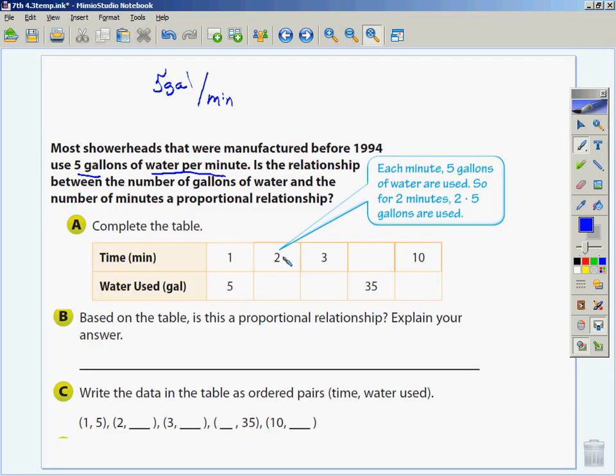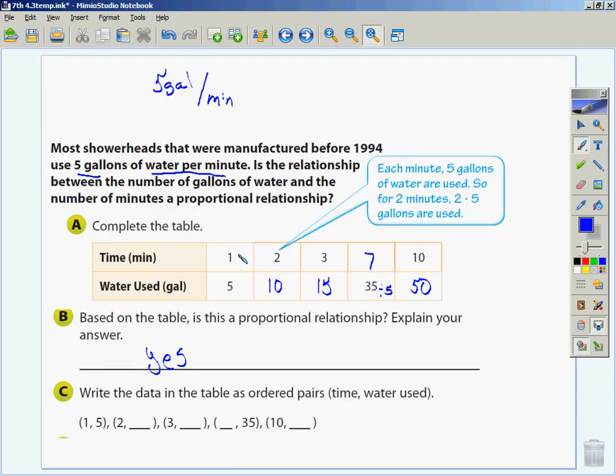So if 1 is 5, 2 is going to be what? 10. 3 is going to be what? 15. If it's 35 gallons, how would I find out how many minutes that would be? I'd divide it by 5, and I'd find out that that should be 7. And then 10 would be how many gallons? 50. Now, based on the table, is this proportional? Yes, it is proportional.